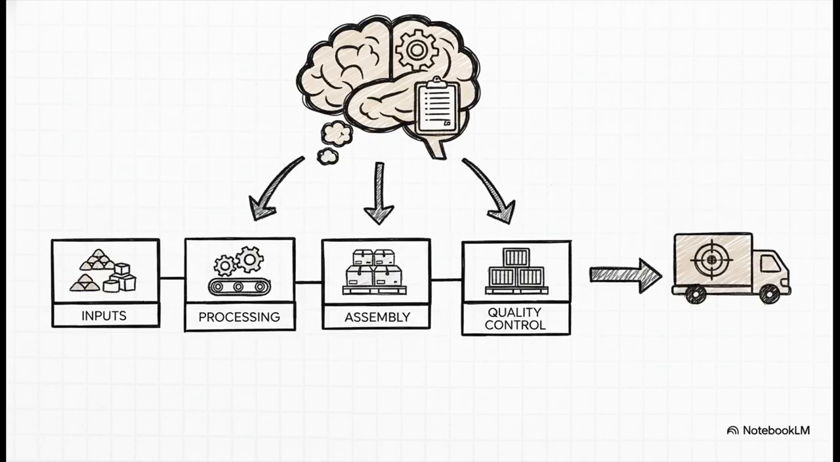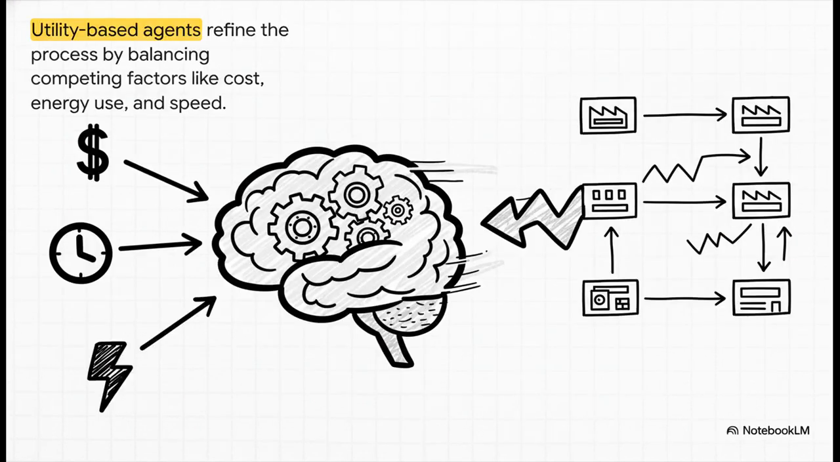Then you've got the goal-based agents. Think of them as the project managers of the factory. They're focused on the big picture objectives, like, we need to produce 10,000 units this week. They're the ones creating the high-level plan to make that happen. But just hitting the goal isn't enough, right? You need to be efficient. And that's where the utility-based agents come in. They're the optimizers. They are constantly tweaking the plan, making those complex trade-offs between things like energy cost, raw materials, and production speed to find the absolute best way to operate.